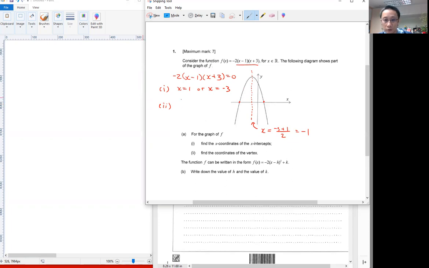And then the corresponding value, the y coordinate, can be deduced just by plugging x equals negative 1 into the original. So this equals negative 2, negative 1 minus 1, negative 1 plus 3. So negative 2 times negative 2 times positive 2. So that should be 8.